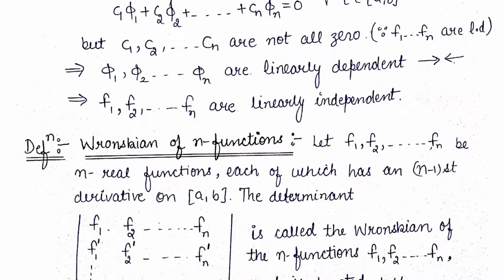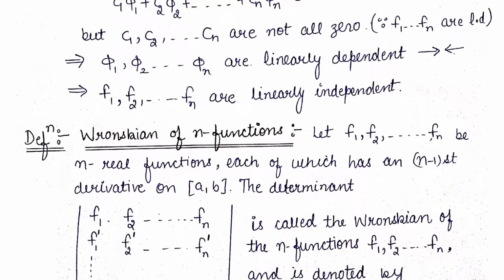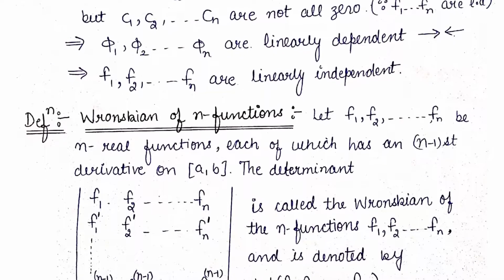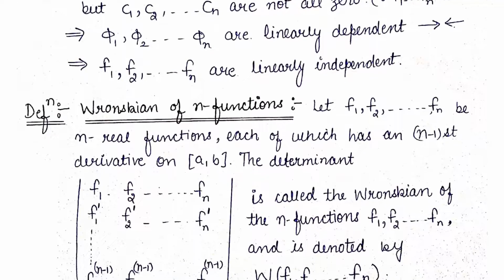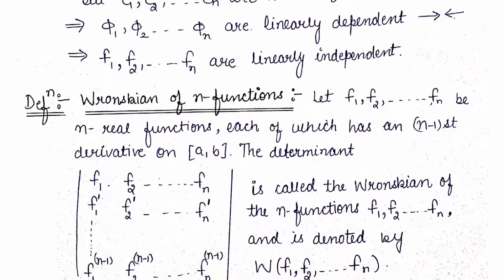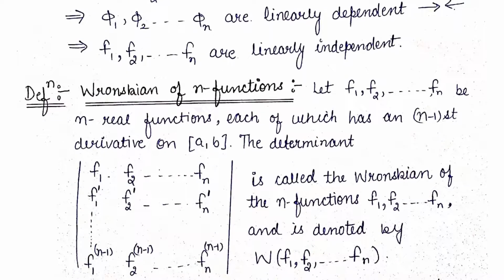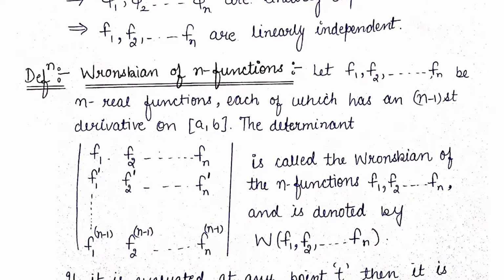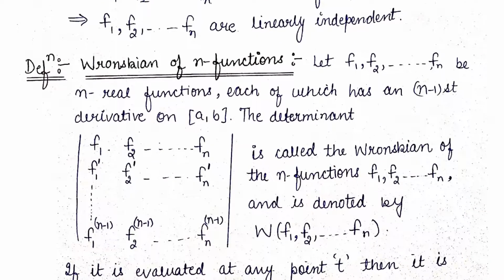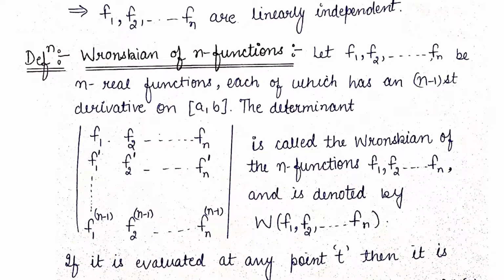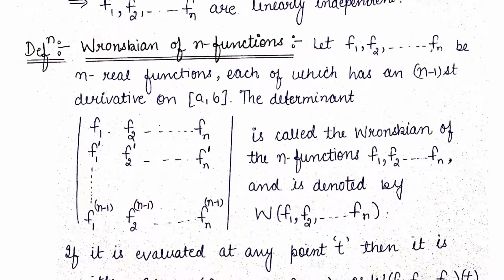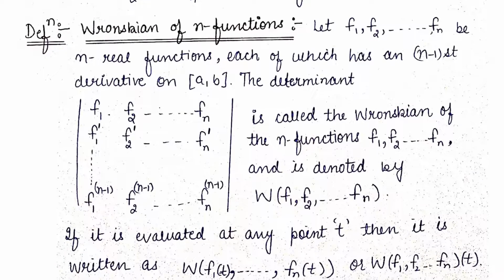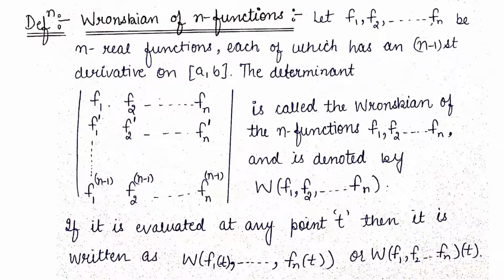And now we will give the definition of the Wronskian of n functions. For any n functions f1, f2, fn, each having derivatives up to order n minus 1, the determinant with the first row f1, f2, fn, second row f1', f2', fn', and nth row the (n-1)th derivatives of f1, f2, fn, is called the Wronskian of n functions f1, f2, fn, and we denote it by W(f1, f2, fn). If we evaluate this Wronskian at any point t, then we write it as W(f1(t), f2(t), fn(t)), or we can also write it as W(f1, f2, fn)(t).